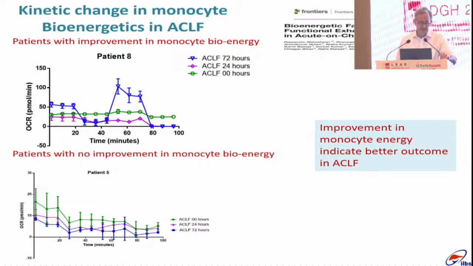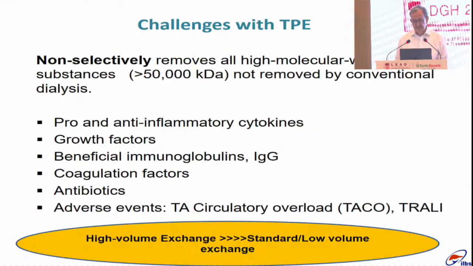This patient will survive. The second patient here, who has a very low baseline, the green one is baseline, oxygen consumption rate does not improve with plasma exchange. This patient will die. So at the end of 6 hours, if you see monocytes have improved in their oxygen consumption, the patient can be told. So now very often we try to say whether the patient's monocytes can be rejuvenated.